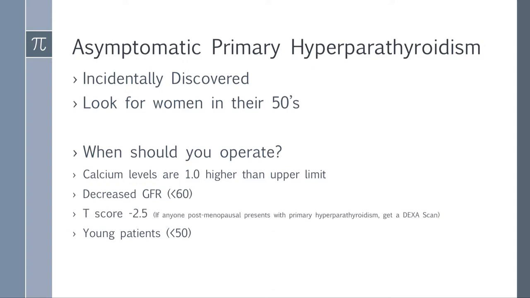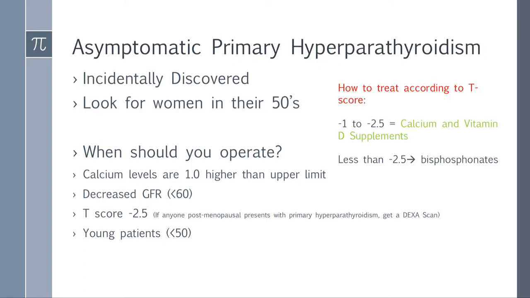And don't forget the T-score, right? What is a T-score? It measures your bone density in your hip and your spine, right? The magic number you should remember for operation is less than negative 2.5. Anything less than that, meaning more negative, right? Negative 2.6, you want to operate, right? If you have a postmenopausal patient, which is the majority of cases of primary hyperparathyroidism, you want to get a DEXA scan, which evaluates the T-score. And this question gets asked a lot. How do you treat according to a T-score?